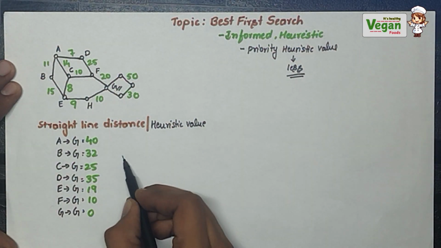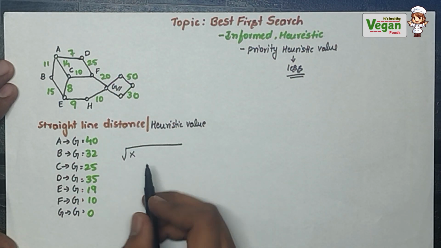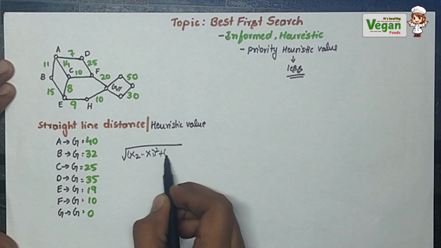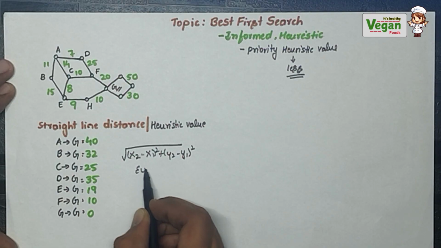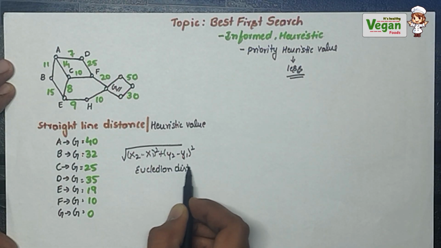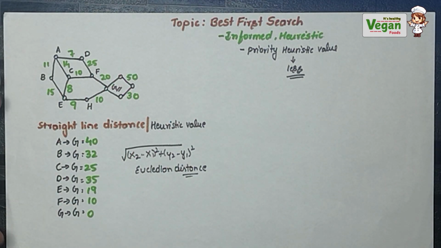Now let's see the formula to find this. It is none other than the Euclidean distance formula, that is, the square root of (x2 minus x1) whole square plus (y2 minus y1) whole square. You don't need to compute this, they will give it. I just mentioned it for reference, to show where these values came from.